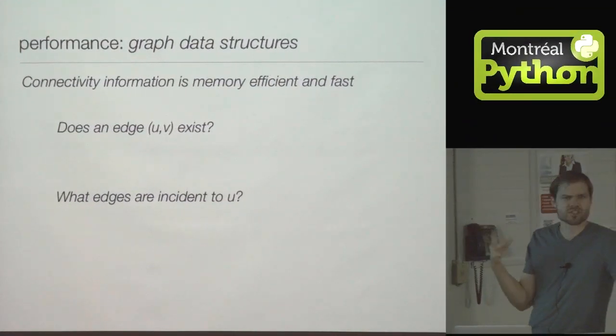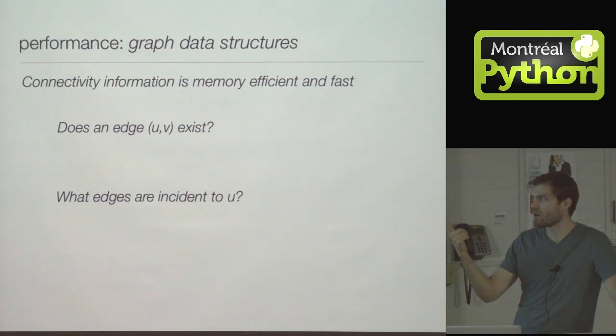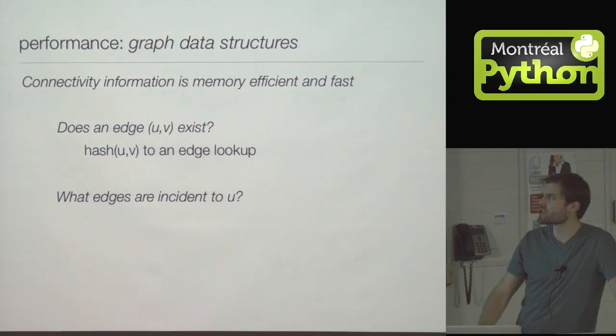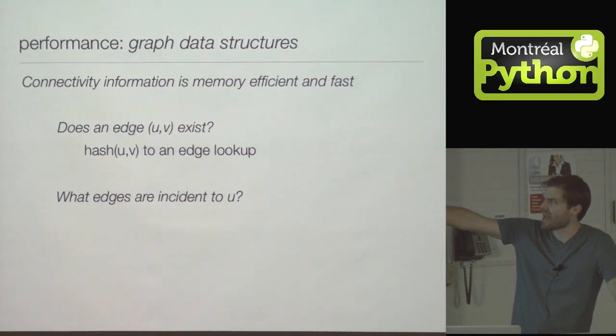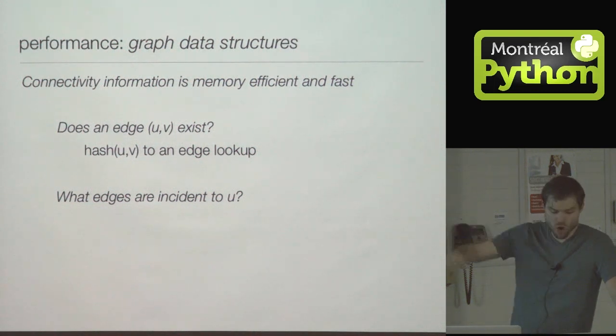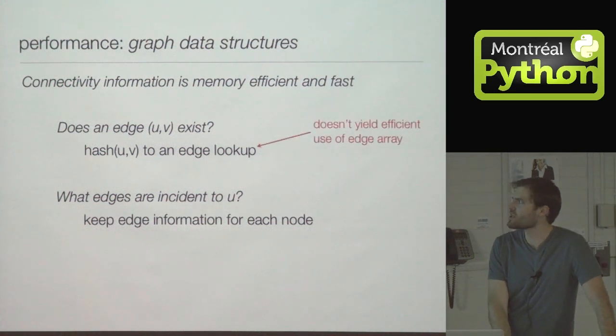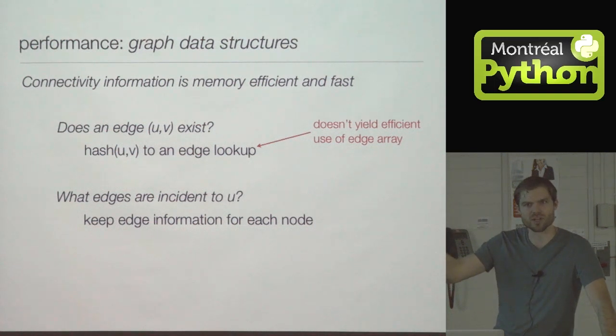So the big questions that you want to ask if you have a graph primarily revolve around edges. You'll want to ask, does an edge exist? And what are the neighbors of a given node? And both of these are extremely fast. So the traditional way of doing this is to hash this edge to an edge lookup. And this is basically an O of one lookup. The problem is that this doesn't yield very efficient use of the edge array because you have this whole other dictionary that's sitting around storing your edge information.